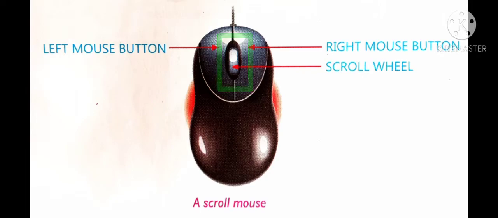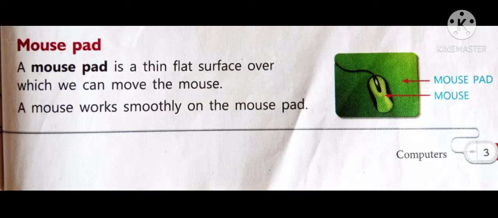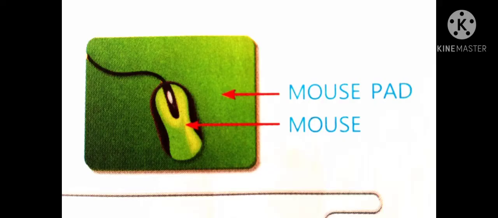Mouse pad. A mouse pad is a thin flat surface over which we can move the mouse. A mouse works smoothly on the mouse pad. So, here you can see the picture that a mouse pad is a surface for placing and moving a computer mouse. A mouse pad enhances the usability of the mouse compared to using a mouse directly on a table by providing a surface to allow it to measure movement accurately and without jitter.